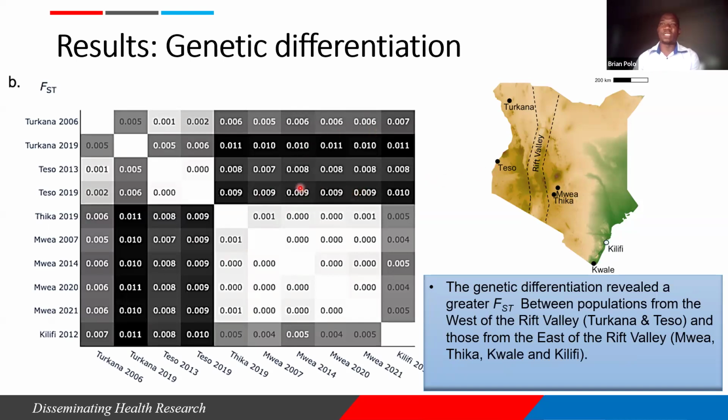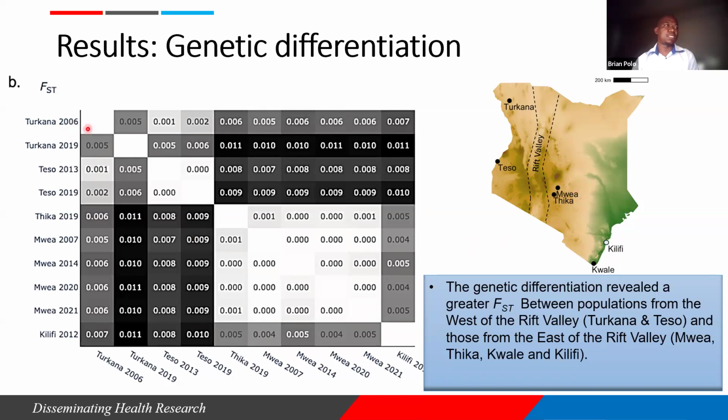We also calculated genetic differentiation statistics, and the pattern observed was very similar, concurrent to the PCA. We observe greater FSTs between samples from the west of the Rift Valley, that is Teso and Turkana, and those samples that were collected from the east of the Rift Valley, which is Mwea, Thika, Kilifi, and Kwale.